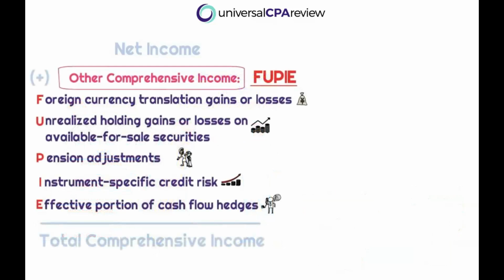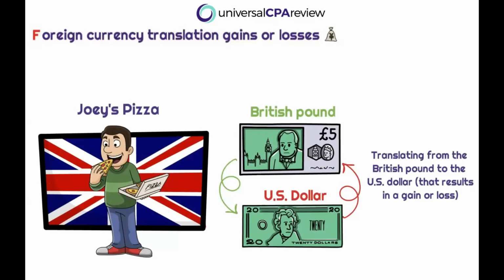Okay, so the PUFIE mnemonic is going to start with the F, which stands for foreign currency translation gains or losses. So let's say that Joey's Pizza has expanded to the United Kingdom. All right, so they're killing it out there, but they're bringing in the British pound, not the US dollar. So if Joey's Pizza is presenting its financial statements in the British pound, they're going to be translating it to the US dollar. So that foreign currency translation results in either a gain or a loss. So that gain or loss is what is going to be reported in other comprehensive income. Okay, so the F in our PUFIE stands for foreign currency translation gain or loss.